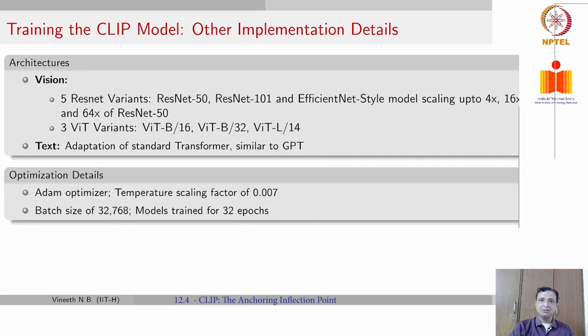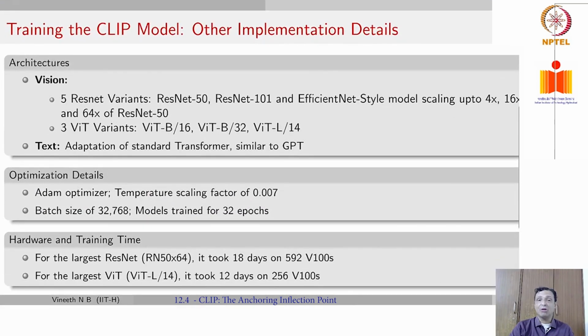In terms of optimization, they used the Adam optimizer, a temperature scaling factor of 0.07, we also saw that in the pseudocode, a batch size of 32,768, and they trained the model for 32 epochs. An obvious query in your mind could be, how long did the model take to train and on what kind of hardware? For the largest ResNet model, it took them about 18 days to train on 592 V100 GPUs, and for the largest ViT model, it took them about 12 days to train on 256 V100 GPUs.